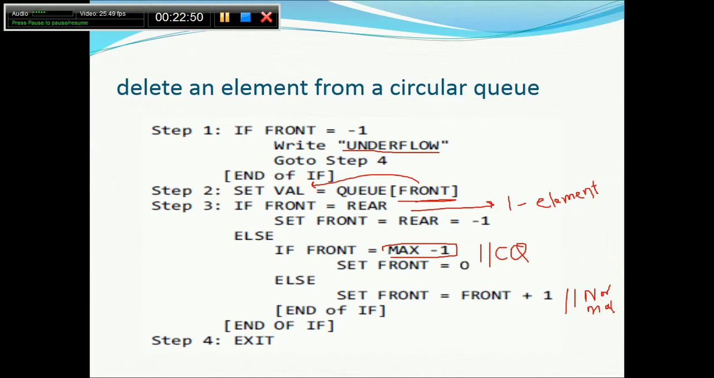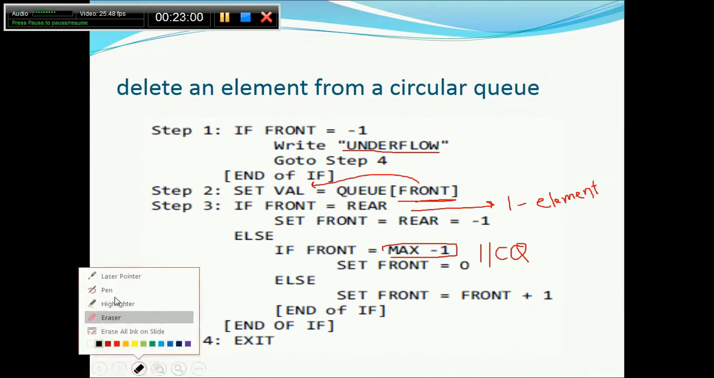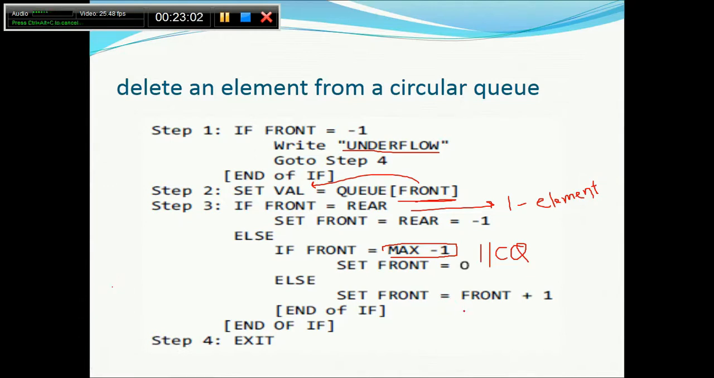And then you will exit. The complexity would remain order of 1, because we are just handling the indexes with plus and minus, nothing else. So the first case is the one element case, the second case is the circular case, and otherwise the final case would be the normal case. The complexity would be order of 1 in the worst case, average case, or best case.